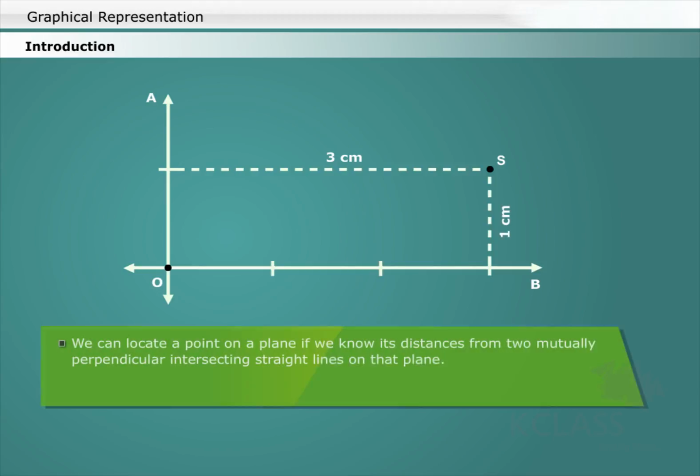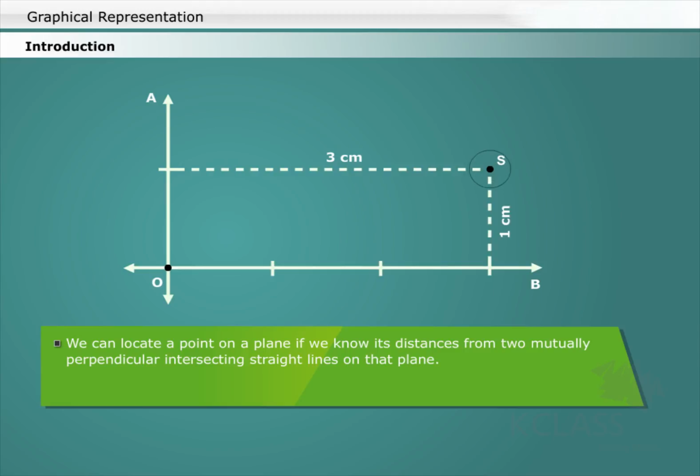then we can locate a point on a plane if we know its distances from two mutually perpendicular intersecting straight lines on that plane. These intersecting lines are called axes. Let us find out more about axes and points.